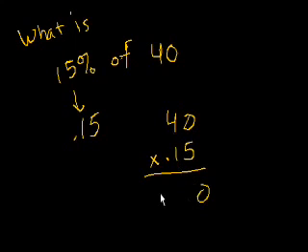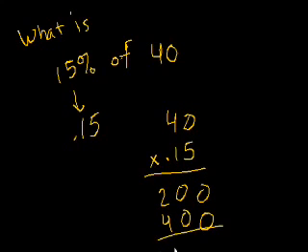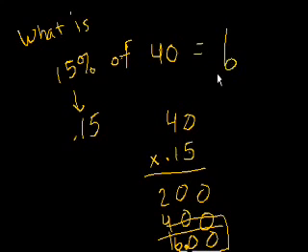5 times 0 is 0. 5 times 4 is 20. Bring down, put a 0 there. And then 1 times 0 is 0. 1 times 4 is 4. And you get 600. Then you count the decimal spots. 1, 2. No decimals up there, so you go 1, 2. You put the decimal there. So 15% of 40 is equal to 0.15 times 40, which equals 6.00. Well, that's just the same thing as 6.